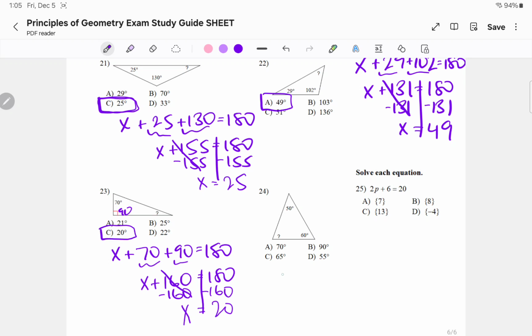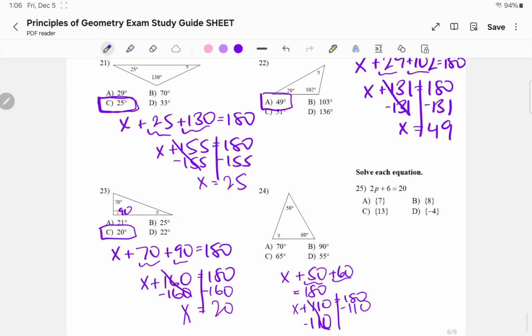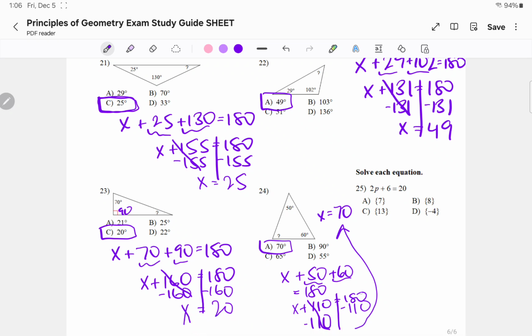And then our last one is x plus 50 plus 60 is equal to 180. We're going to combine like terms and get 110. And we're going to subtract that. I'm running out of room here. Also, my tablet goes a little wonky at the bottom for some reason. So I'm going to have to write this up here. But this is 70 degrees. Sorry. There we go. All right. So because 180 minus 110 gives us 70. So our answer is 70.